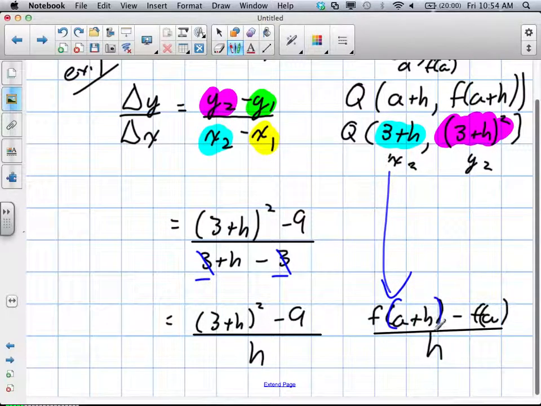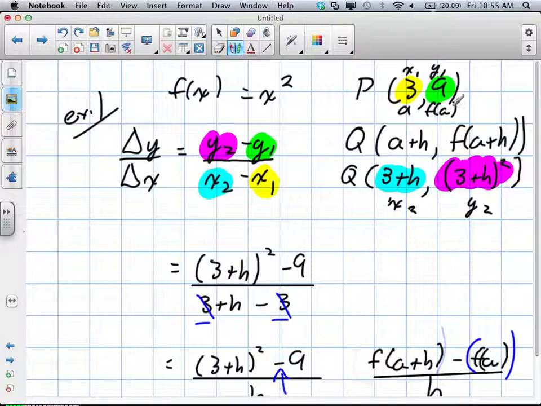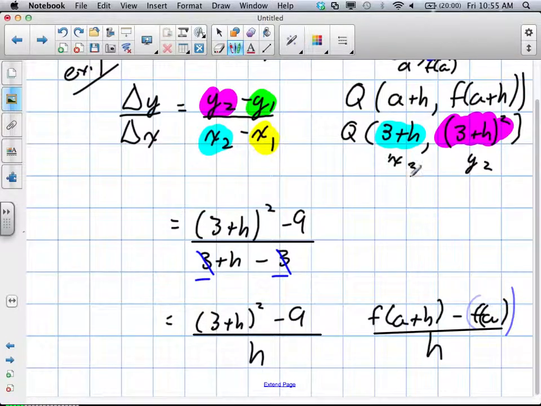That a plus h, well, that is our 3 plus h, remember? So we've plugged that in. And our function was a power of 2, so we put our 3 plus h to the power of 2. So that is the function of a plus h. And we subtracted f at a. Well, f at a was our y coordinate when we plugged in the number 3 into it. And then we got the number 9. So that's what our f at a is.